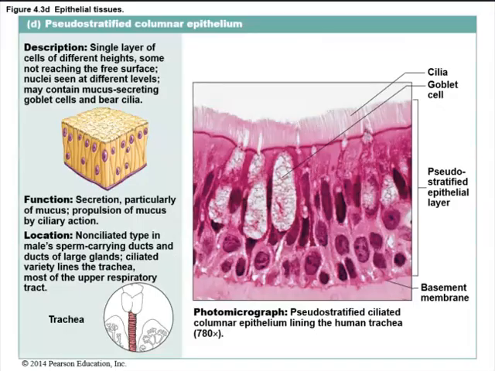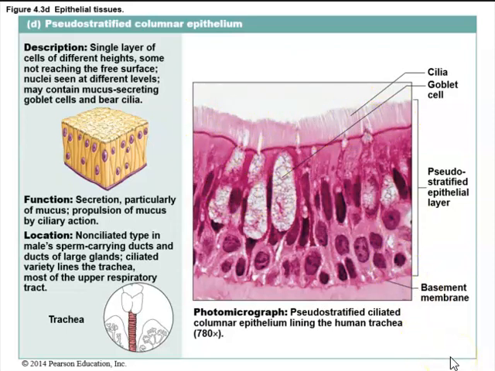Here's a slide that shows the overall general characteristics of pseudostratified columnar epithelium. Again, we have a single layer of cells of different heights. Some cells will not reach the free surface, and we can see that the nuclei are at different levels, giving it that pseudostratified appearance. They may contain mucus-secreting goblet cells and bear cilia at the apical surface.